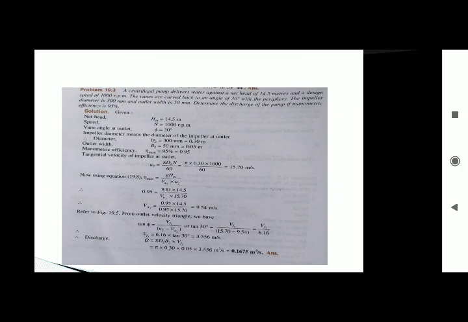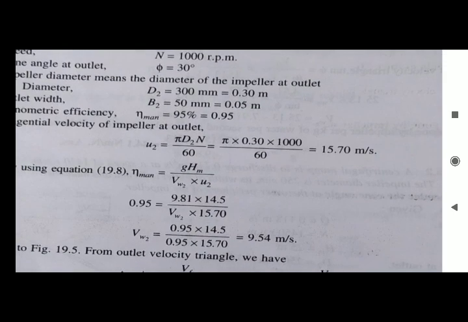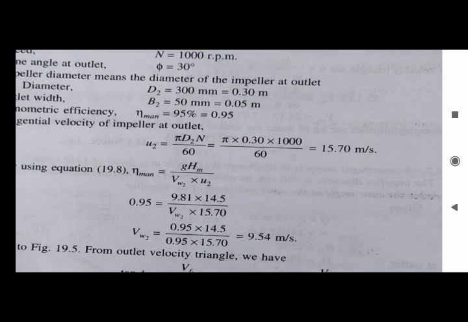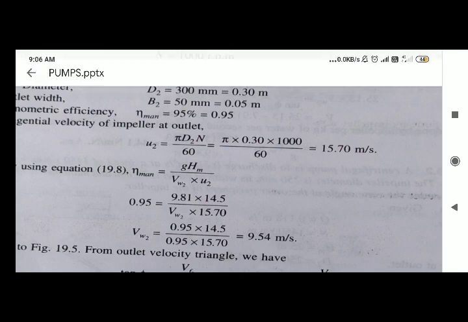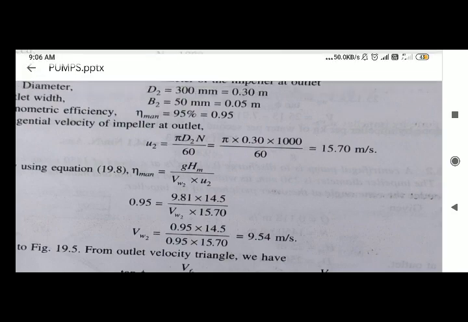We know what manometric efficiency is. The first formula: manometric efficiency is g into Hm divided by Vw2 into U2. Out of this we have to find U2. How can we find U2? U2 is pi d2 n by 60. How can we get pi d2?